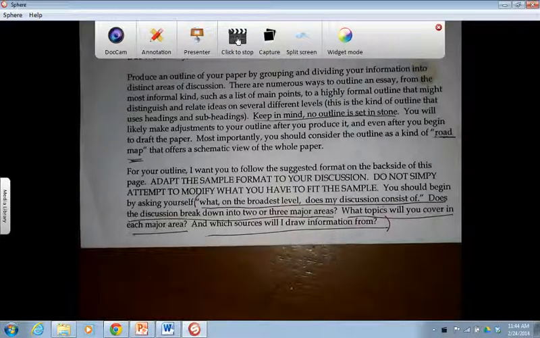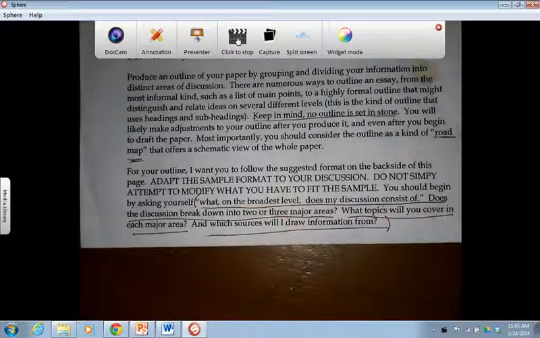Outlines are not set in stone. That does not have to be the end-all of your paper. Okay? It's mostly to help you narrow and keep yourself focused on the topic and where you're going with things. It's a roadmap of ideas. It's not the paper itself. It's not the end of things. It's just to keep you on track.